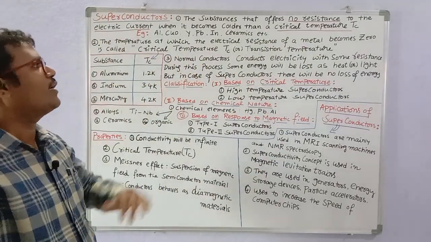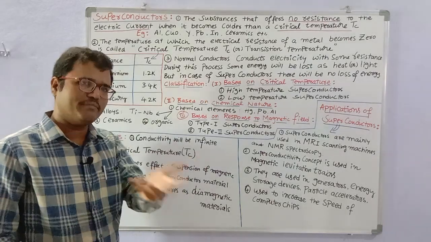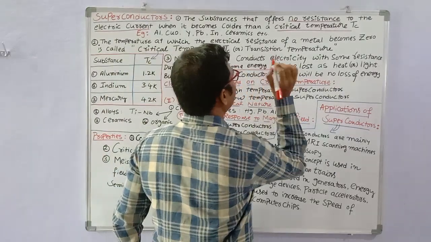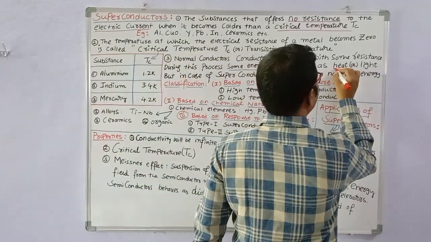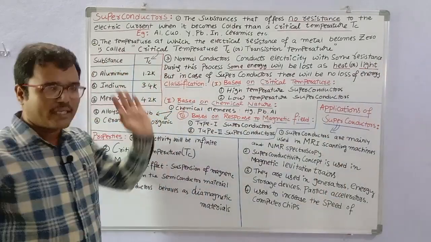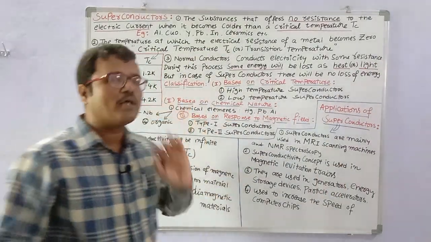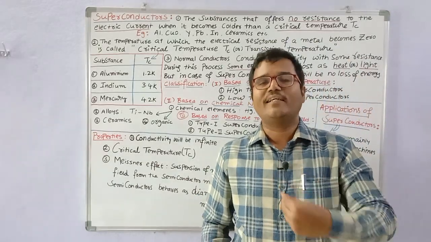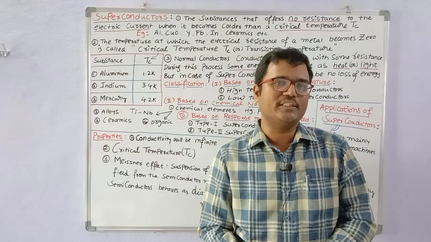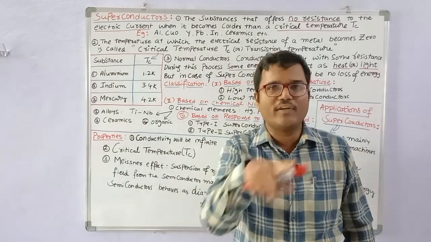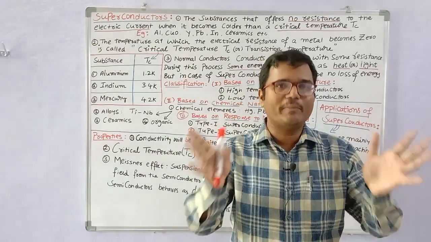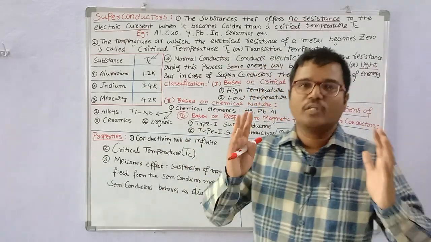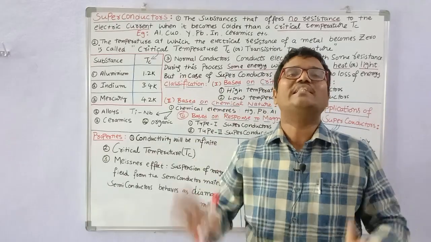Normal conductors conduct electricity with some resistance, we know that. During this process, there will be some loss of energy in the form of heat or light. But in the case of superconductors, there is no loss of energy because the resistance is zero. So they allow electrical energy with 100% efficiency. So there is no resistance. The value of resistance is zero. So those materials are called superconductors. So superconductors are the substances that allow electrical energy with zero resistance.